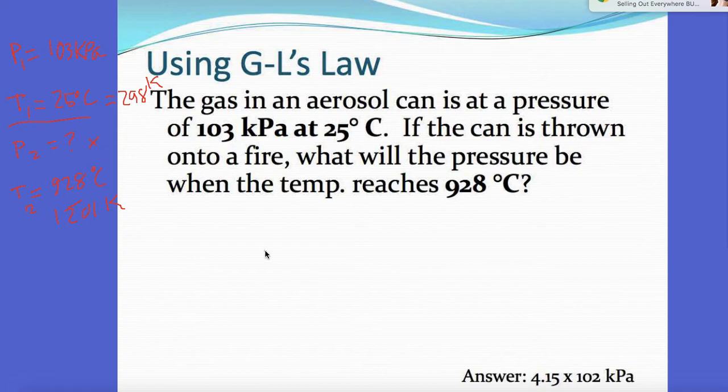Okay, so we can get this started. So again, the equation is P1 over T1 equals P2 over T2. I would love for you to rearrange it. That means we multiply both sides. We want to get rid of this. This is what we're solving for, so let's get rid of this. Times T2 on both sides. We get P1 T2 divided by T1.